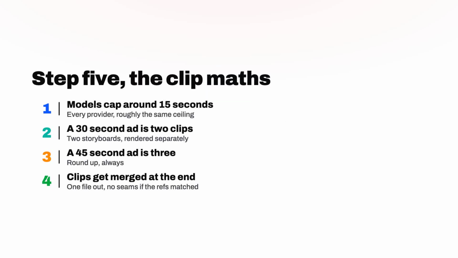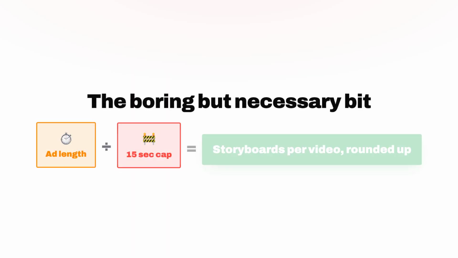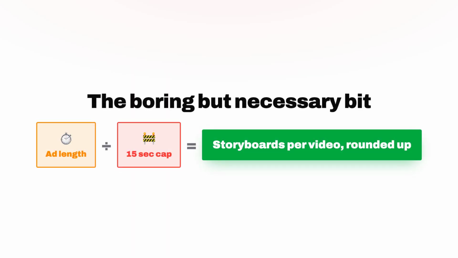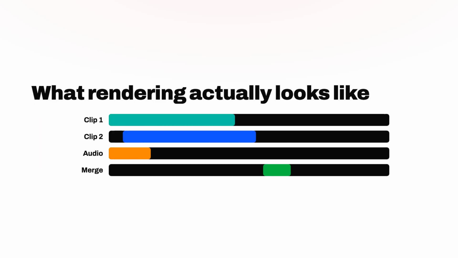Step 5, the clip maths. Models cap out around 15 seconds, so a 30-second ad is 2 clips, a 45 is 3. You round up? Always. The maths is boring, but you need it. Length divided by 15, rounded up, that's how many storyboards you need per video. Nothing clever. Then they render, roughly in parallel, and get stitched together at the end.